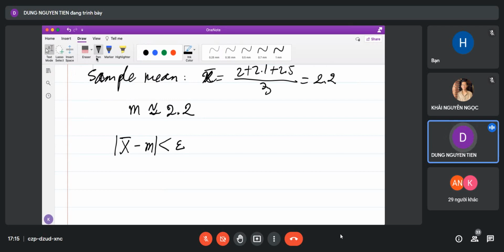If I cannot guarantee that it is always true, then I want it to be usually true. Understand? So I want to find the probability that it is true, and I want it to be high enough. This probability is gamma, and this gamma is called the confidence level.